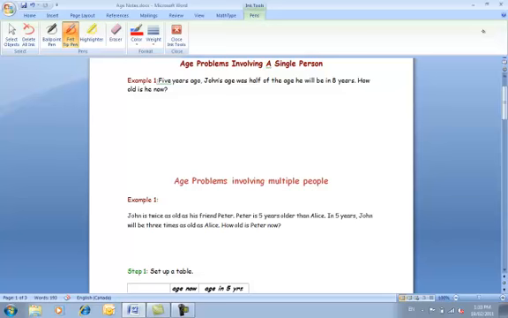So the first type of problem is just involving a single person. 5 years ago, John's age was half the age he will be in 8 years. How old is he now? So the first thing you want to do is let x equal John's age. So if x is John's age, 5 years ago would be x minus 5.